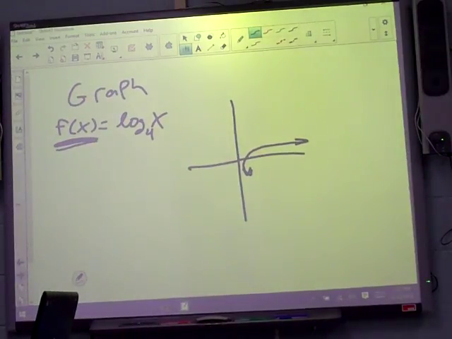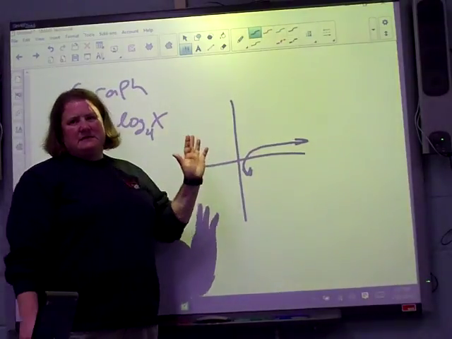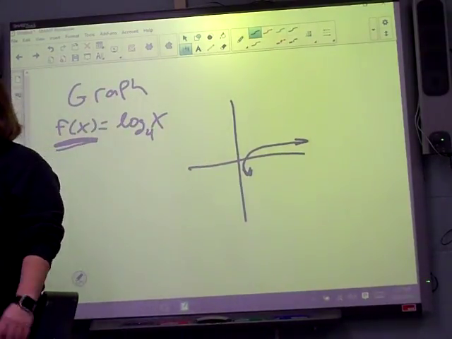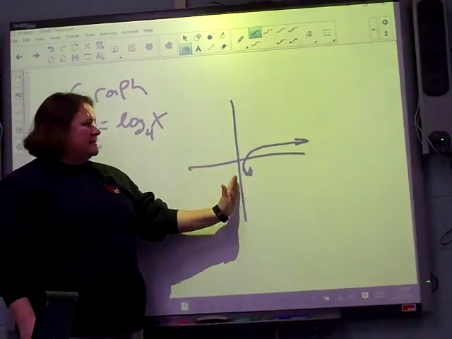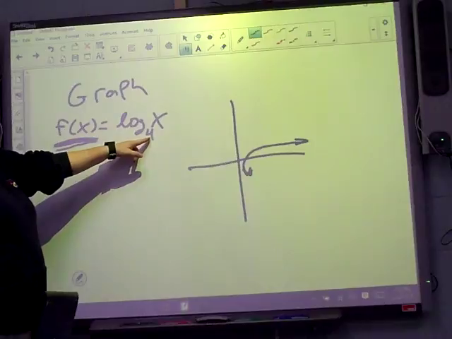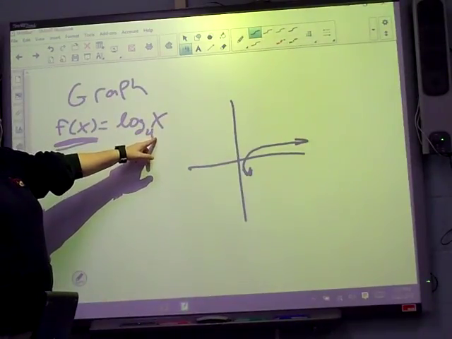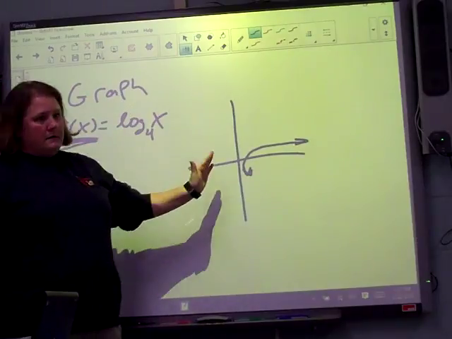Now I want you to notice if I read that left to right, even though it's not as pronounced as the exponential functions that we did yesterday, that does go uphill, right? If you read it left to right. And my base was 4, so this is like 4 to some number, bigger than 1. Y'all had that yesterday.